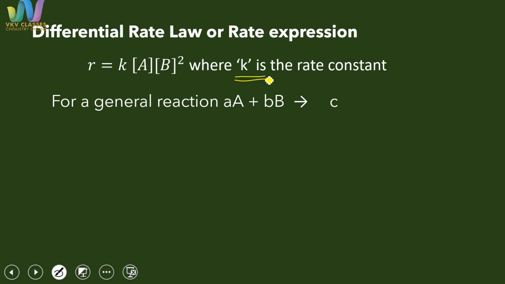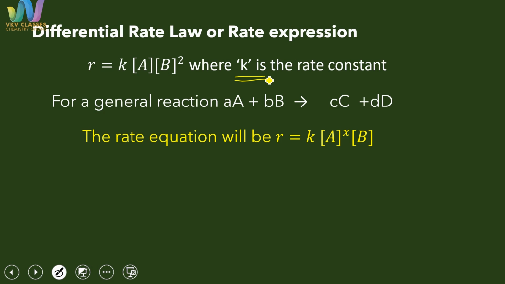Now consider a general reaction small a A plus small b B giving small c C plus small d D. The general form of the rate equation will be R is equal to K into A power x into B power y. ഇവിടെ ശ്രദ്ധിക്കേണ്ട കാര്യം, തന്നിരിക്കുന്ന ഇക്വേഷനിൽ എയുടെ കോഎഫിഷ്യന്റ് സ്മോൾ എ ആണ്, ബിയുടെ കോഎഫിഷ്യന്റ് സ്മോൾ ബി ആണ്.